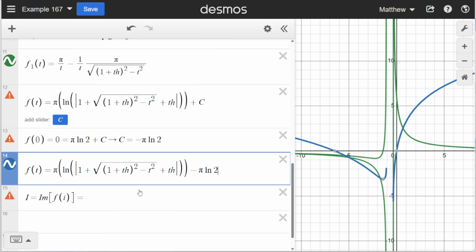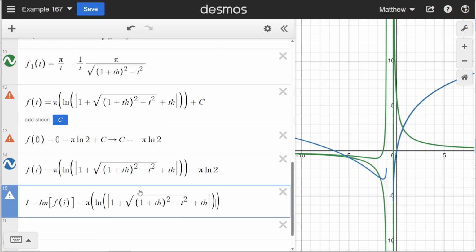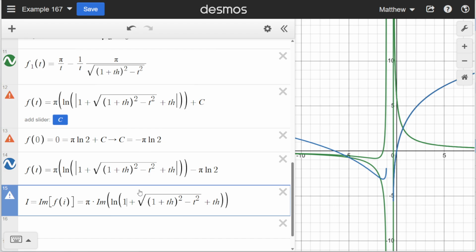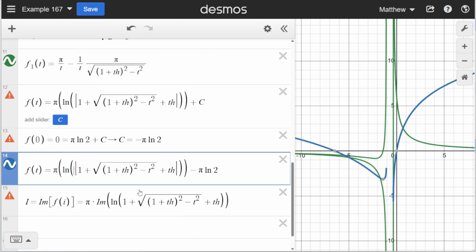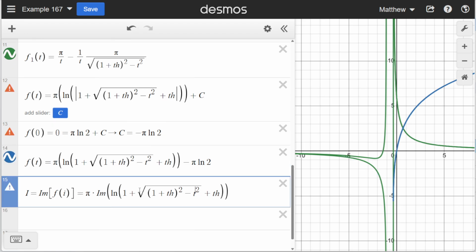Well, you'll notice that taking the imaginary part of f at i, this part's going to drop out, so we only need to copy this. So we're going to get pi times the imaginary part of this, and I'm going to get rid of the absolute values also, when t is equal to i. Okay, so i squared is going to give us a negative 1, so that's plus 1. And then that's going to be ih.